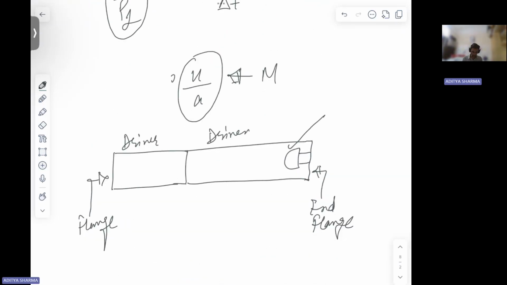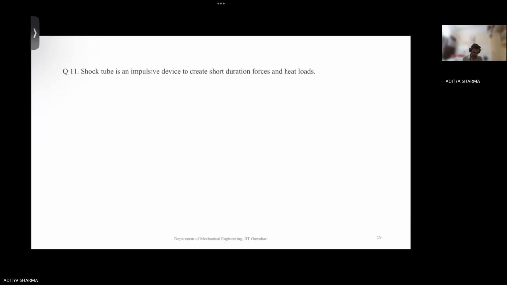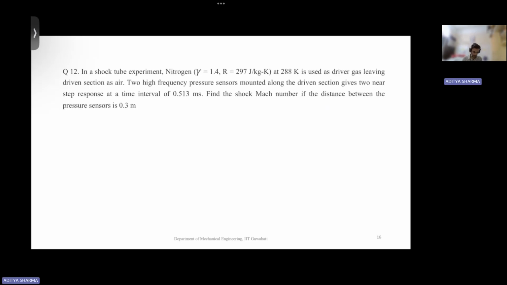Then moving on to questions. Shock tube is an impulsive device used to create short duration forces and heat loads. Whether this is correct or not, this is a correct statement. Okay. Then moving on to the next question.